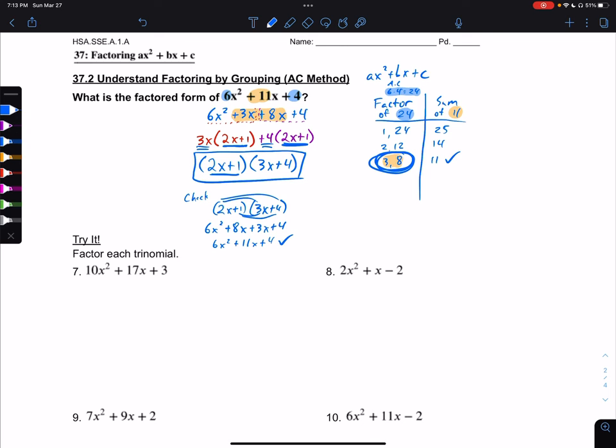Write the binomial pair once, and then those outside pieces that are double underlined would come down as its own pair. Again, I highly recommend that you check these problems until you get really used to this process. And always check to see if there's a GCF first. All right, if you factor out a GCF, it will definitely make your life easier. That's it for now.